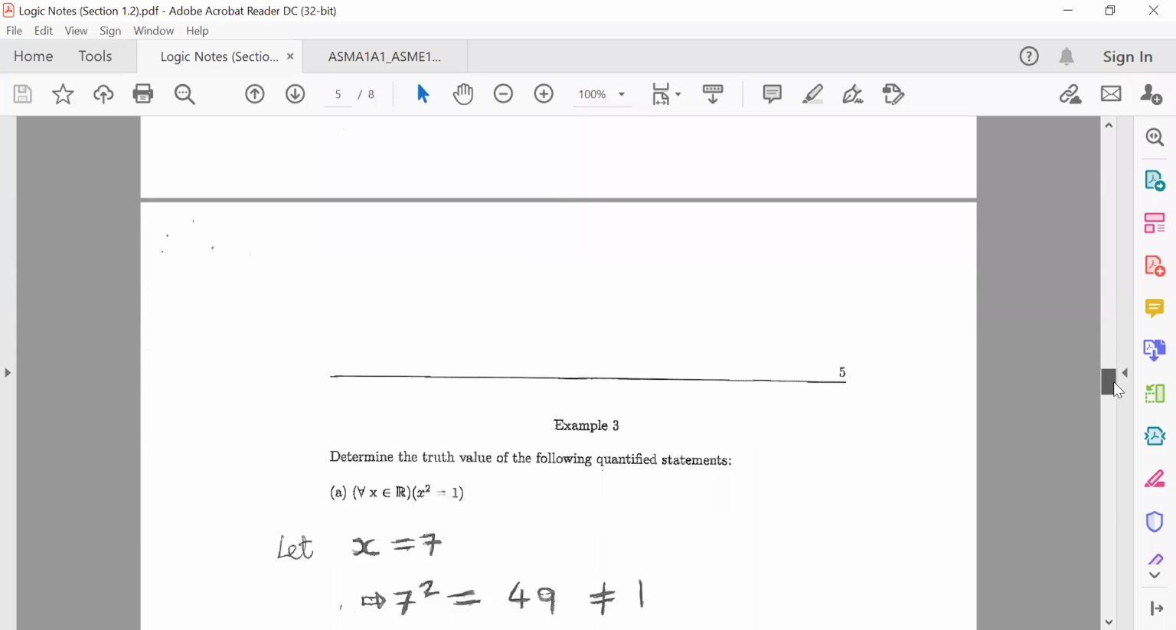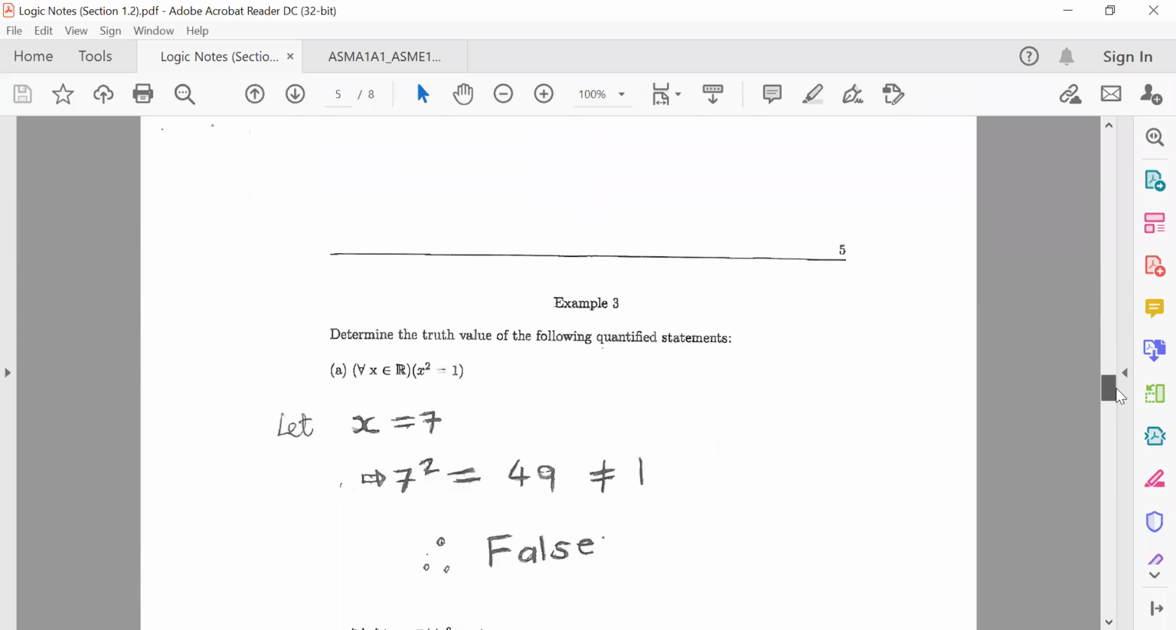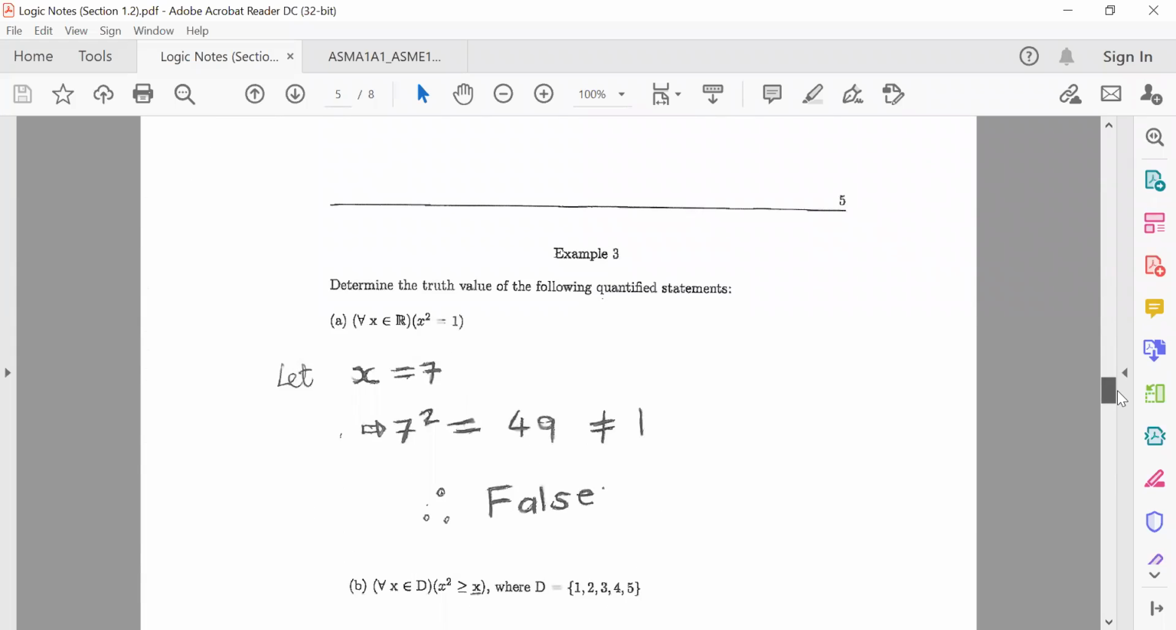Let's look at the truth value for quantified statements. Let's start with the first one. They say for every x element of the real numbers, x squared equals 1. So the square of any real number is equal to 1. Is that true? Obviously, that sounds crazy. And how do you show that it is false? You give something called a counterexample.